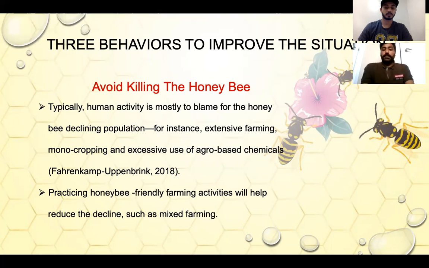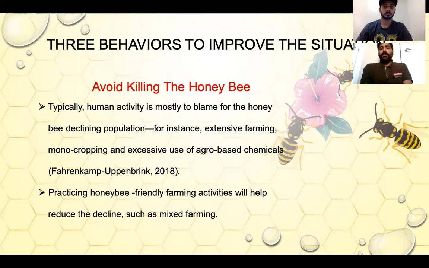And what is extensive farming? Extensive farming, we can say, is extensive agriculture, an agriculture production system that uses less labor, less fertilizer and less capital. So we need to grow more crops and use more land to give them more area for food or for nesting and that kind of stuff.